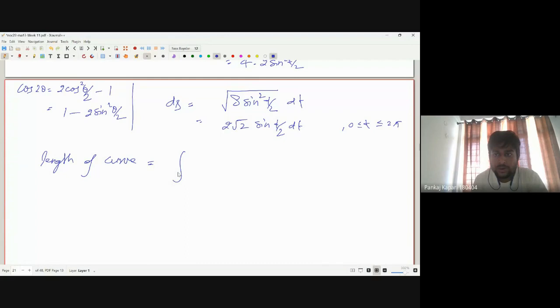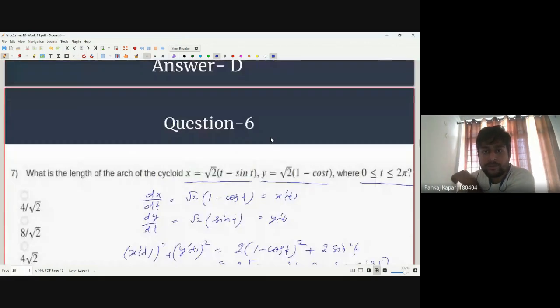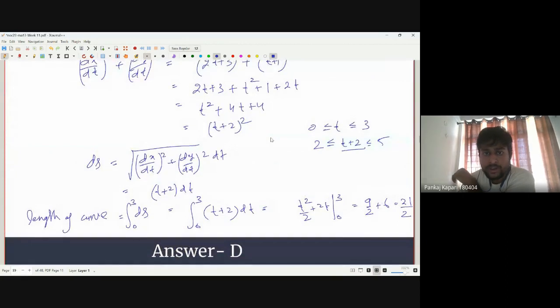Okay, so for finding length, take the integral from 0 to 2 pi. Here we also have to note that when we take the square root, we have to apply the modulus sign, like in the previous problem. Initially we apply the modulus sign, but because we noted that t plus 2 is always positive, it lies between 2 and 5, you can open the modulus sign.